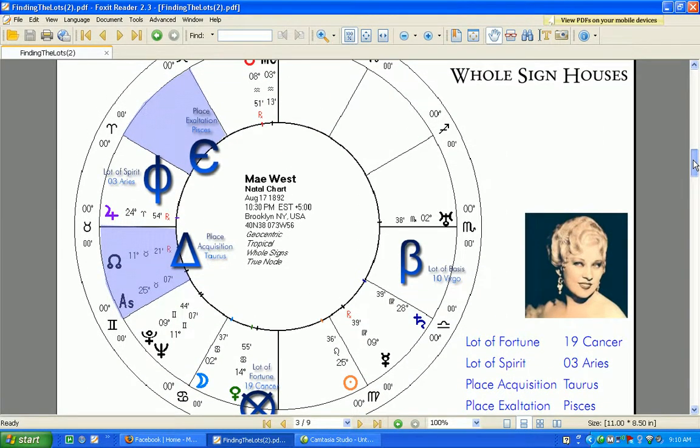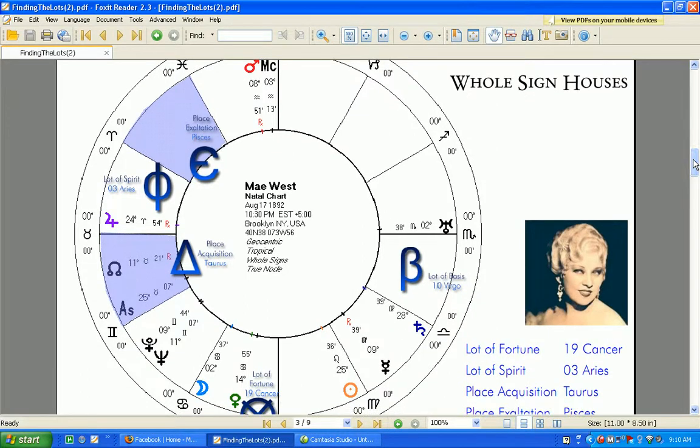So there are 3 steps that we need to do in order to find this. First step is figure out if the chart is diurnal or nocturnal. We know already that the chart is nocturnal because the sun is below the horizon.